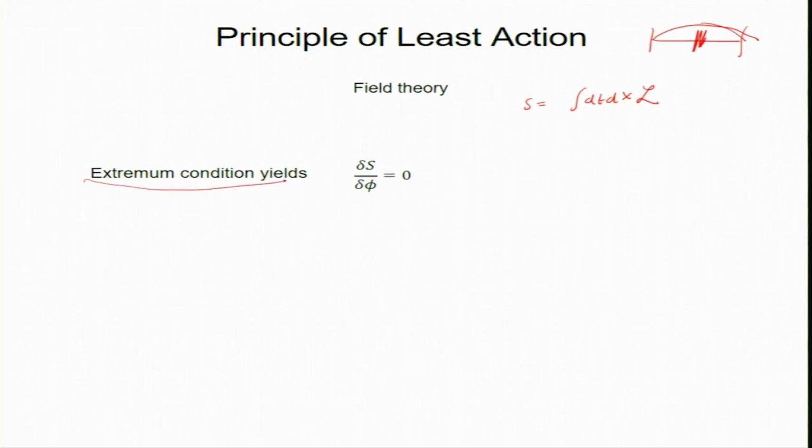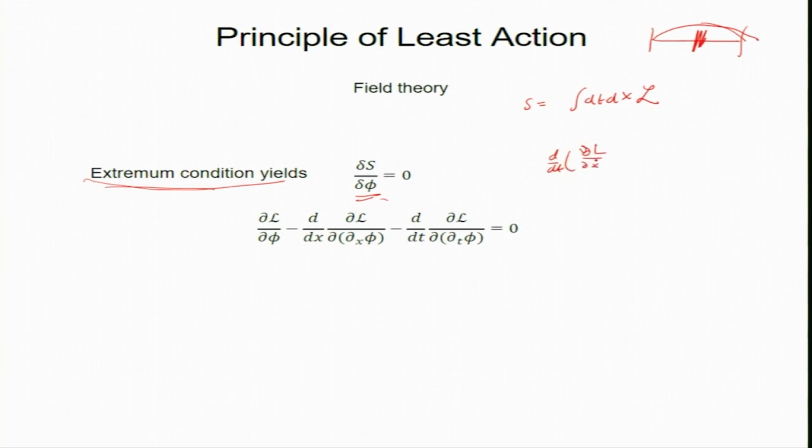So, the extremum condition for the action will give us the equation. Delta S is delta phi equals 0. The derivation is very similar to what we did for particles. For a particle we had d by dt of partial L partial x dot. Now, instead of x dot we have fields. So the derivation is very similar to what we did before.